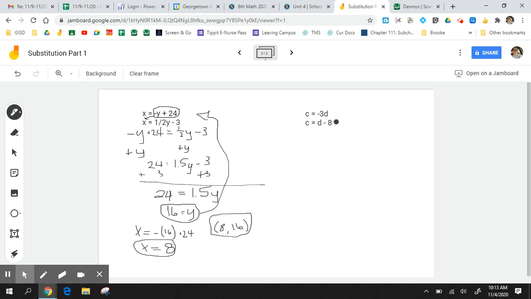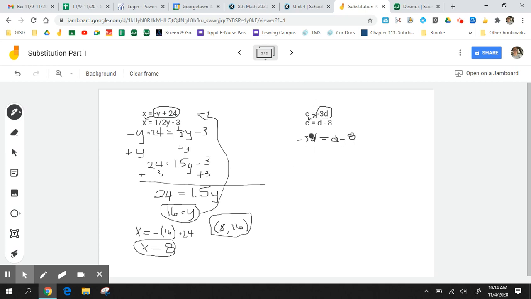Substitute the first equation into the second equation is where I would start. If I were to give you a hint, I would substitute this in for c on the second equation. All right, so you should have put -3d equals d minus 8, and then hopefully you can solve from there.